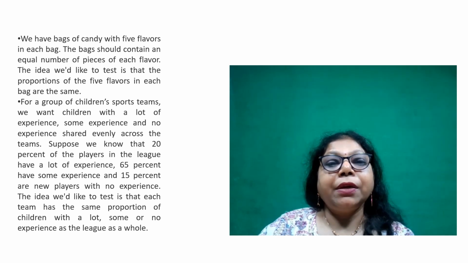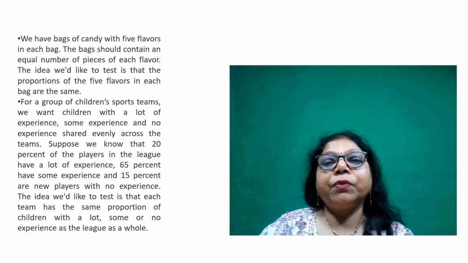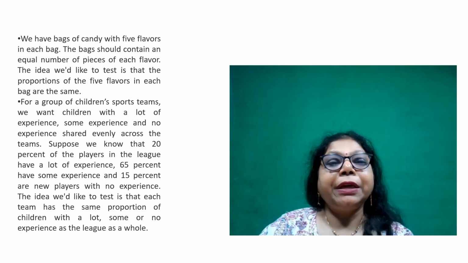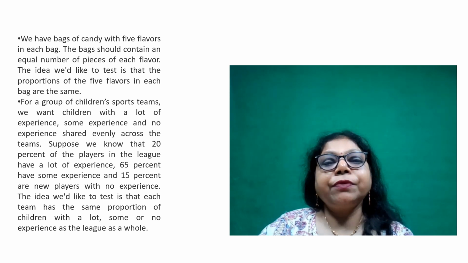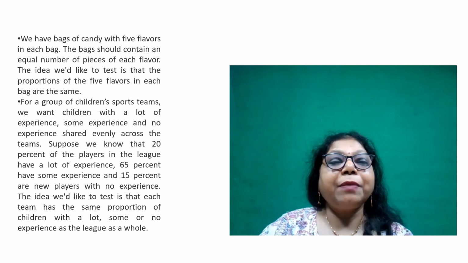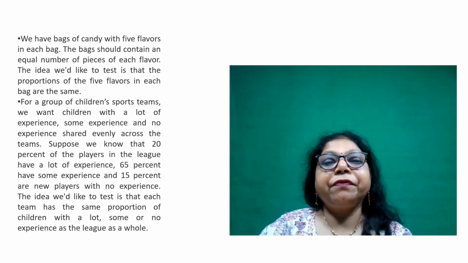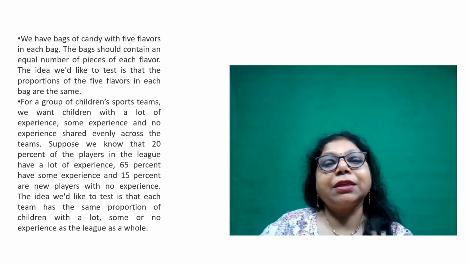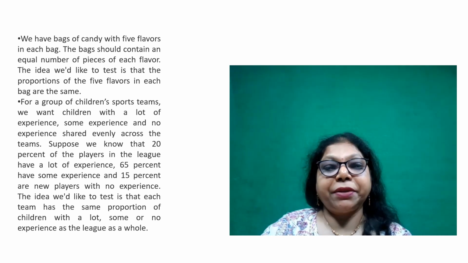Now another example we would like to take is a group of children's sport teams. We want children with a lot of experience, some experience and no experience, shared evenly across the teams. So suppose we know that 20% of the players in the league have a lot of experience, 65% have some experience, and 15% are new players with no experience. So the idea we would like to test is that each team has the same proportion of children with a lot, some or no experience as the league as a whole, you can say identity.